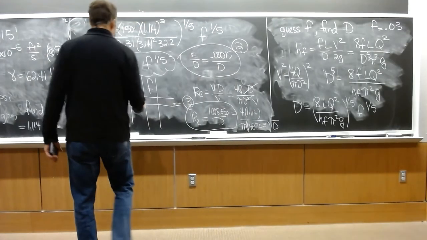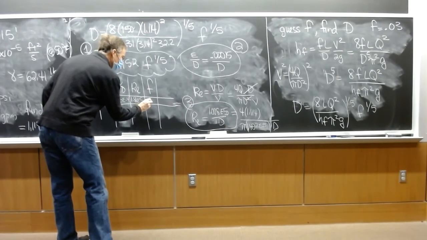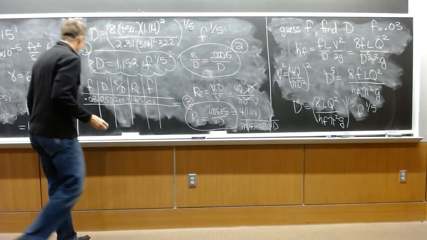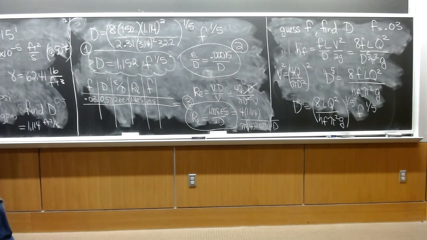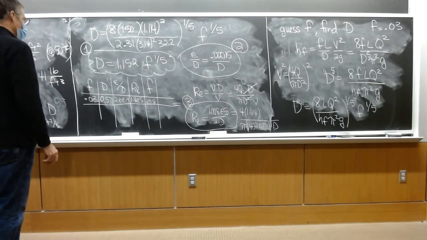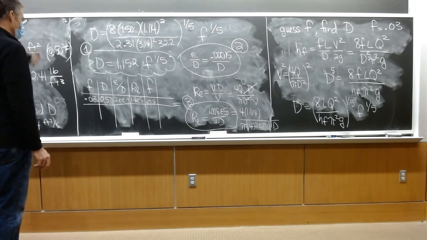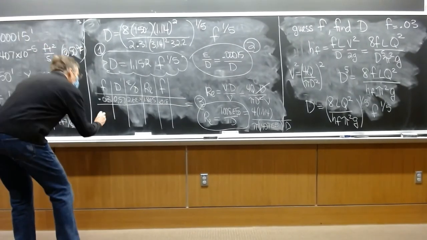And then from there, you start the next iteration. It's probably going to come out different because we've changed the F by quite a bit. It's close to 60% of what we started with. So we do 0.018.